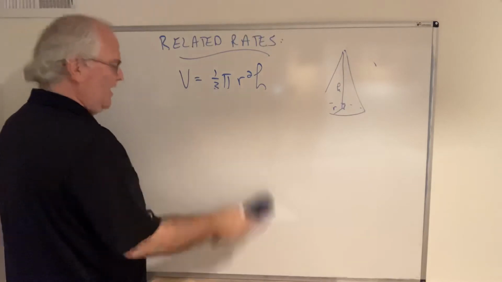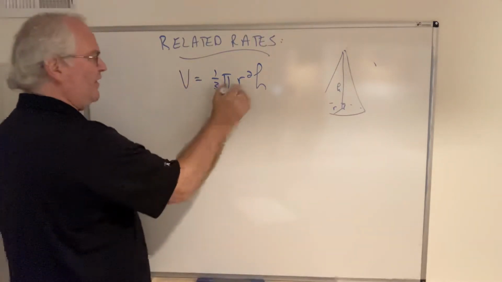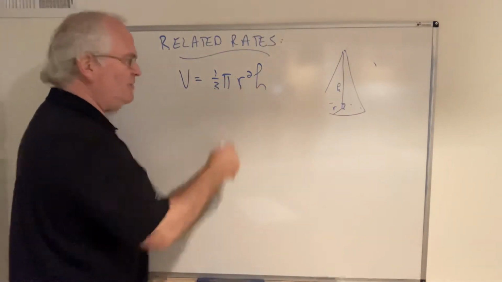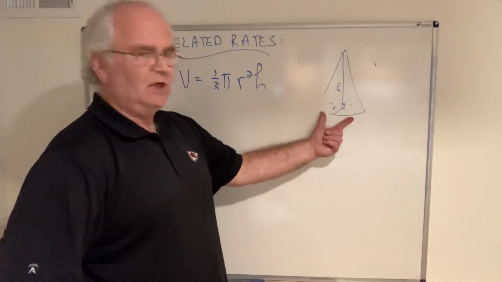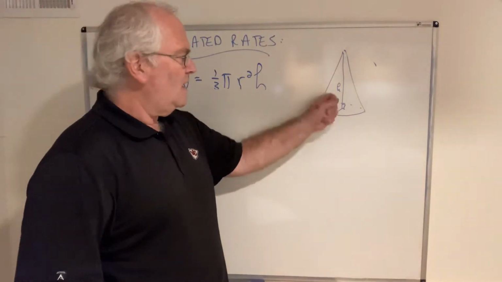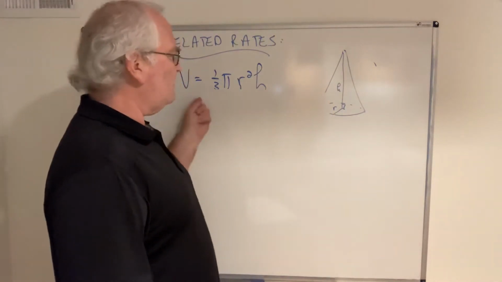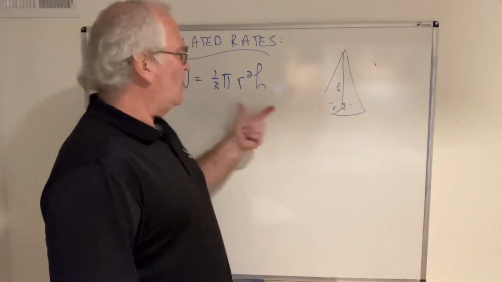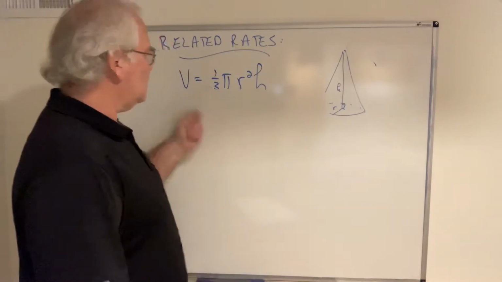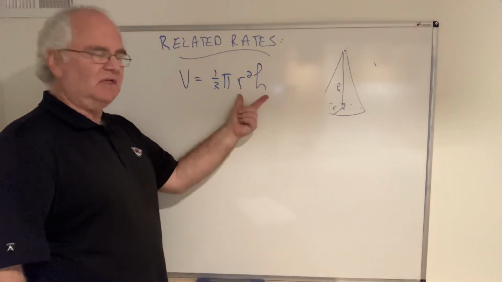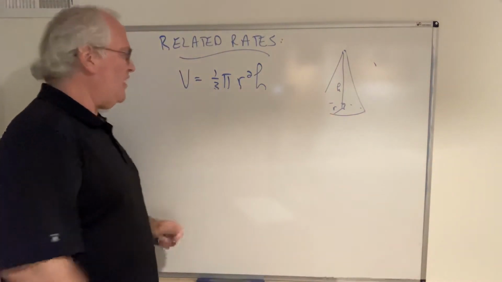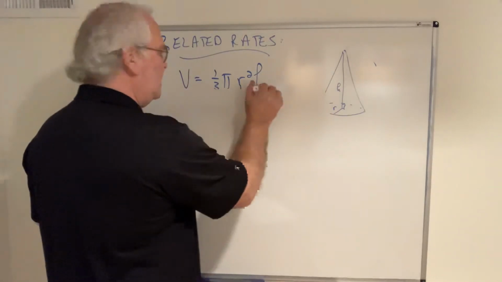So there are three variables. One variable is V, one variable is r, one variable is h, because there are three variables that determine the size of this cone. If h changes, so does the volume. If r changes, so does the volume. If h and r both change, potentially the volume changes. If volume changes, at least one of these needs to change. So the three variables are volume, radius, and height.